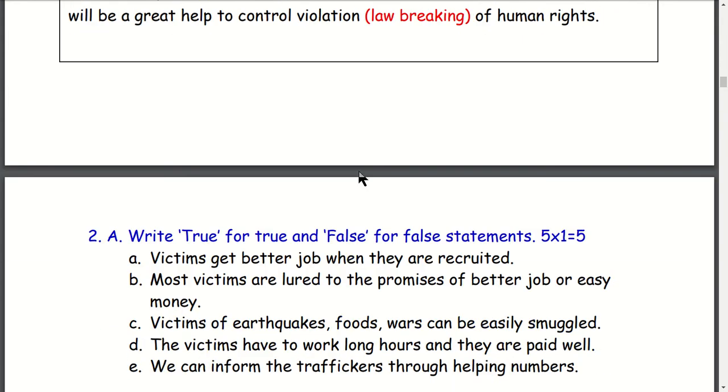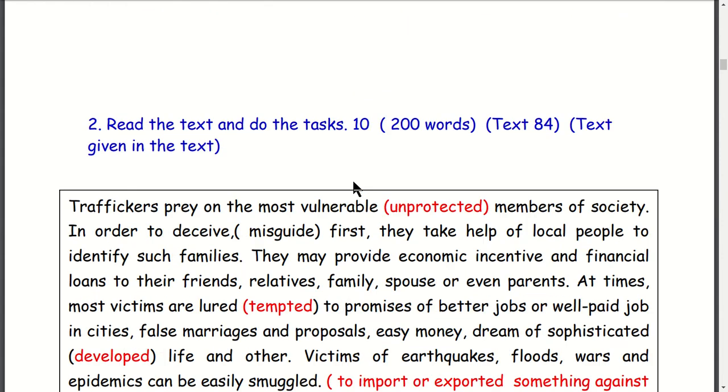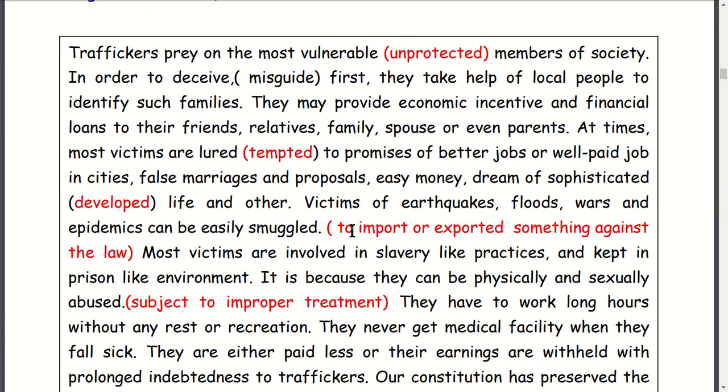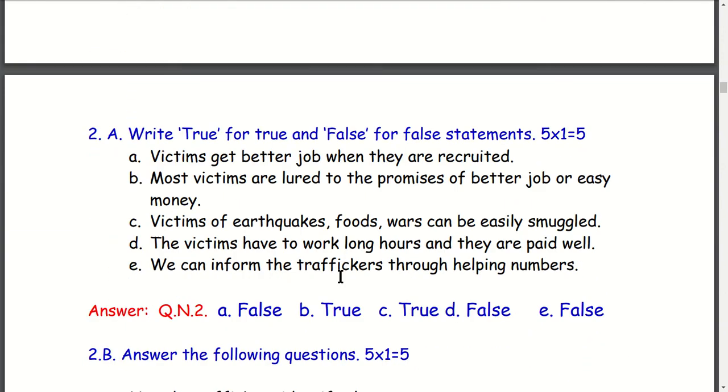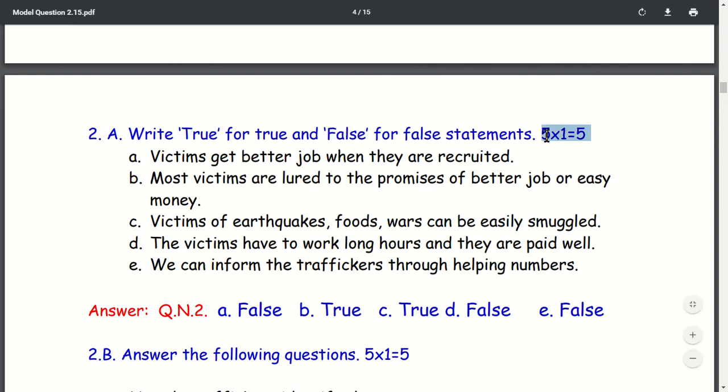Okay, now this is the passage here. There are questions based on this passage. Let's see. Question number one: the victims get better jobs when they are recruited. Question number two: write T for true and F for false statements. One question carries 1 mark.